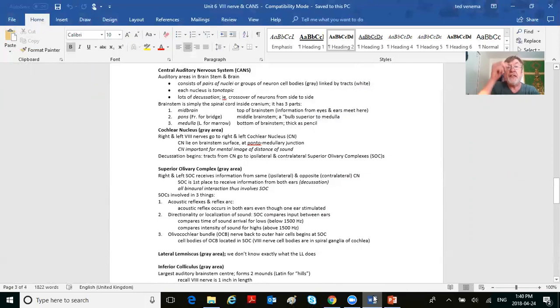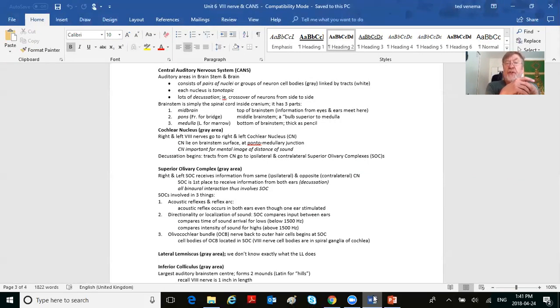Auditory areas, each area consists of pairs of nuclei. Each nucleus is tonotopic. Specific frequencies are represented in specific places, just like in the eighth nerve and just like in the cochlea. Lots of decussation, lots of crossover from side to side. Brainstem is simply the spinal cord inside the cranium. It has three parts, the midbrain being the top, the pons being the middle, the bulb in other words, and the medulla being the bottom.